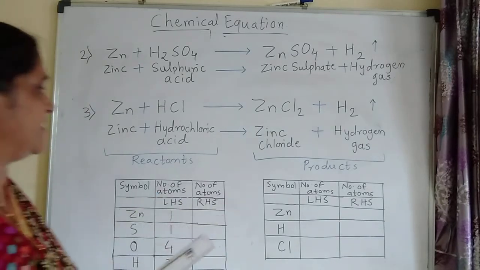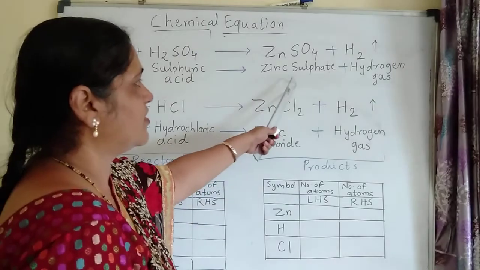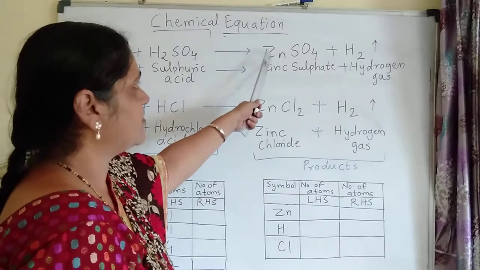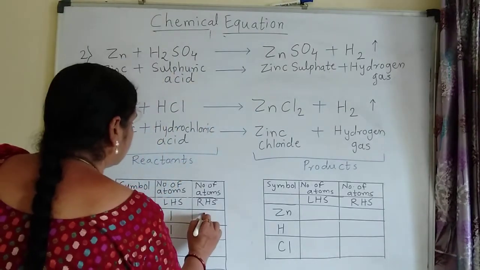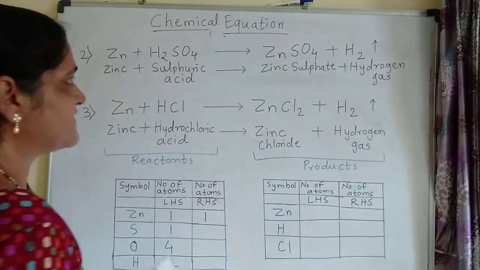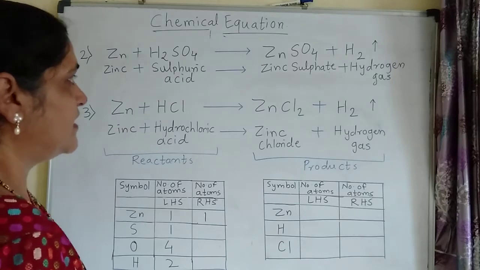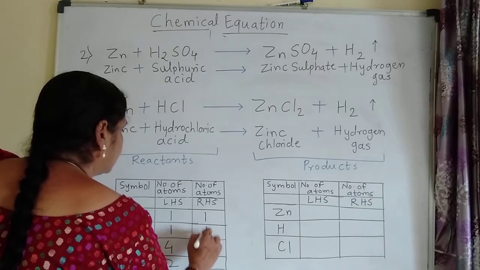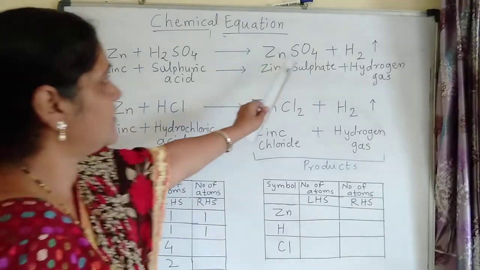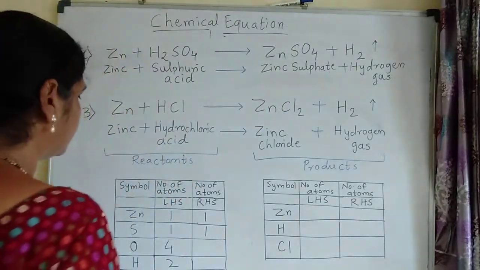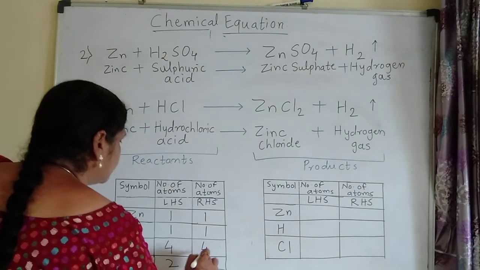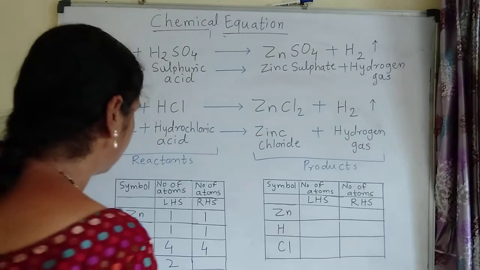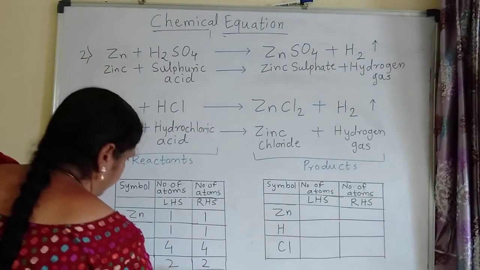Now we will check it on the right hand side, that is on the product side. So for the product side you will get here the zinc atom is only 1. So on RHS, that is zinc, only 1 atom. Then for sulfur you will get only 1 atom. So here again 1 atom. For oxygen, O4, that is 4 oxygen atoms, so I will write here 4. And for hydrogen, here there are 2 hydrogen atoms, so I will write here 2.